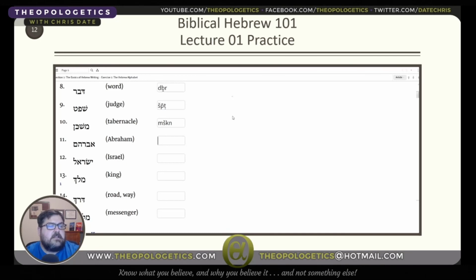Avraham, this is the letter aleph, and then beit without a dagesh, and reish, and hey, and final mem. This is Yisrael. So the yod is Y, the sin is S with an acute accent, the reish is R, the aleph is a rightward pointed apostrophe-like symbol, and the lamed is L.